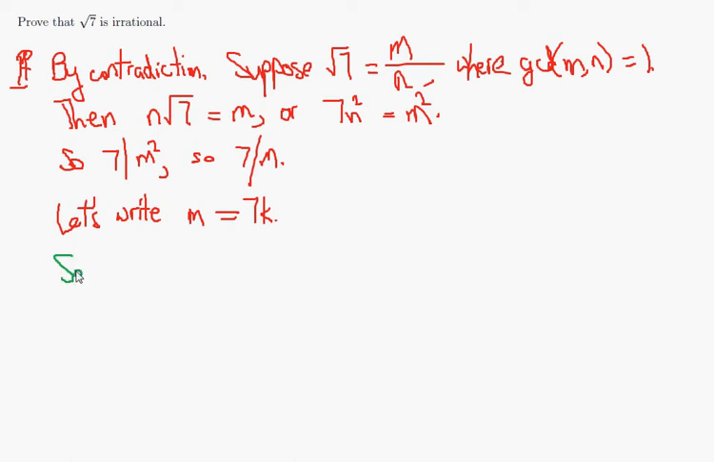So 7n squared is equal to 7k squared, which is 49 times k squared. Okay, so 7n squared equals 49k squared. I can cancel 7 on both sides, so that n squared is equal to 7 times k squared.